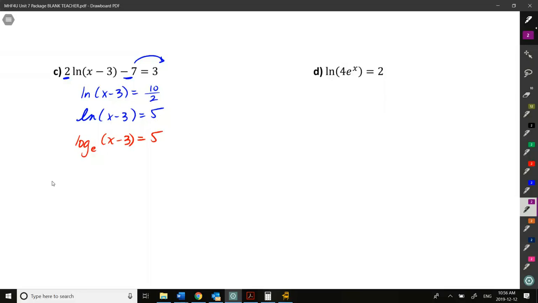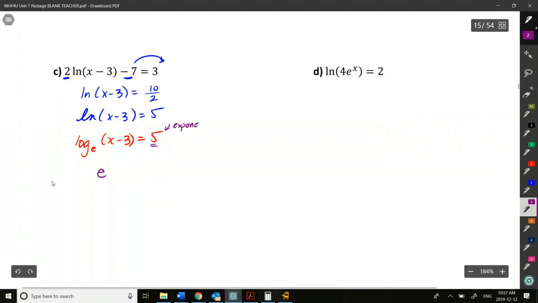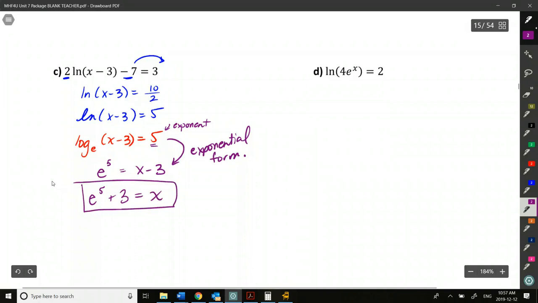Okay, rearrange into exponential form. What's the base? What's the exponent? The answer to the logarithm is always the exponent. So the 5 is the exponent, right? So it's e to the 5, and that will be equal to x minus 3. So we're changing this into exponential form. And I think that we can isolate now. It's just going to be e to the 5, and I'll move the 3 over, and I'll get plus 3. That's your exact value right there.